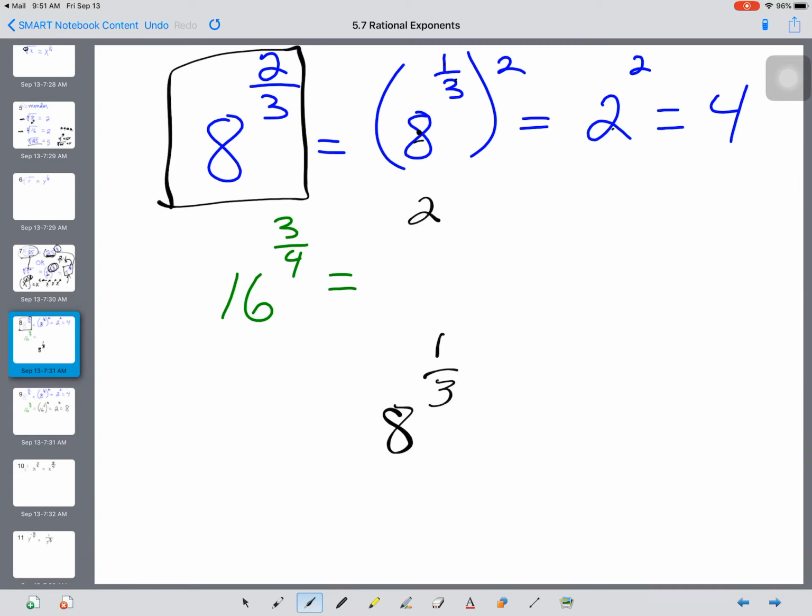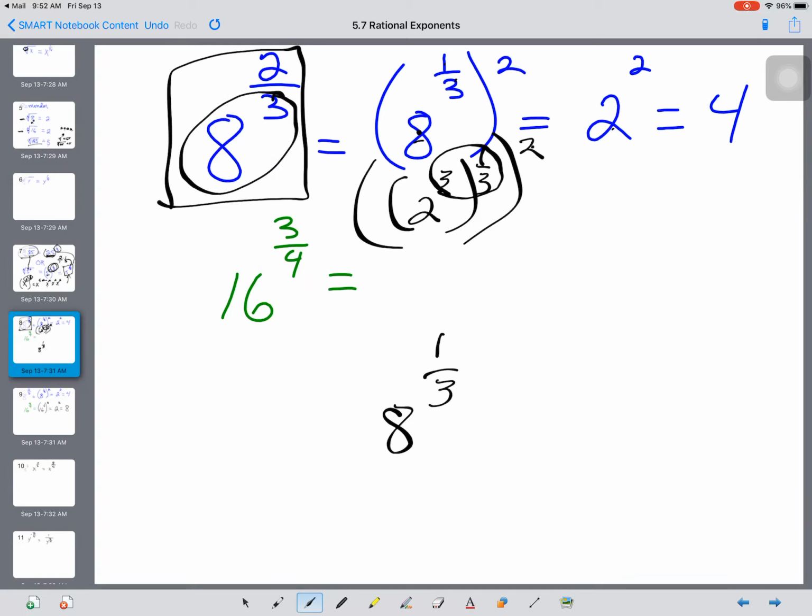Because 8 is 2 to the 3rd power, and then that's being raised to the 1/3 power, and then that's being raised to the 2nd power. When you multiply these exponents, you just get 1, and then still squared, and you end up with 4. So what I'm doing is taking the cubed root of 8, that's 2, and then I'm taking 2 and squaring it and getting 4.